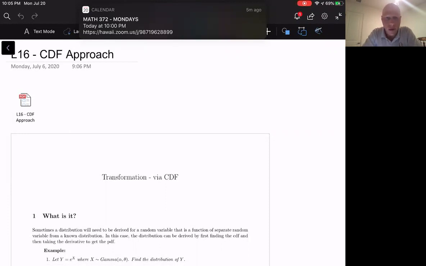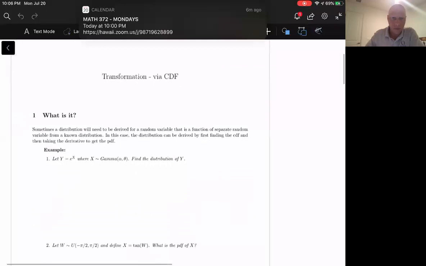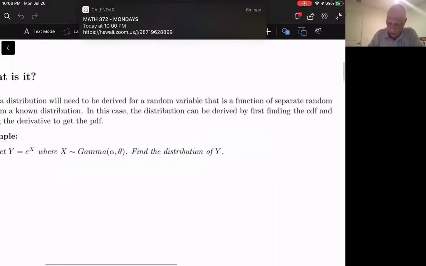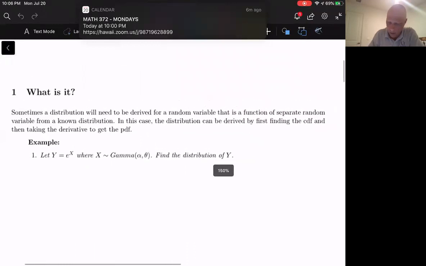But if you know that, for example, X is gamma distributed, and you want to find how Y is distributed when Y is e to the X power, then you're going to learn how to figure out the distribution of Y in that case. And I believe that is the first example here that I just described. So let's just jump right into how you'd actually do this.